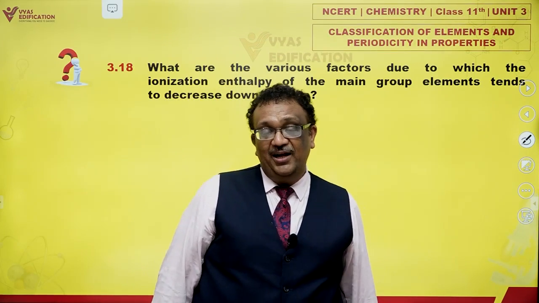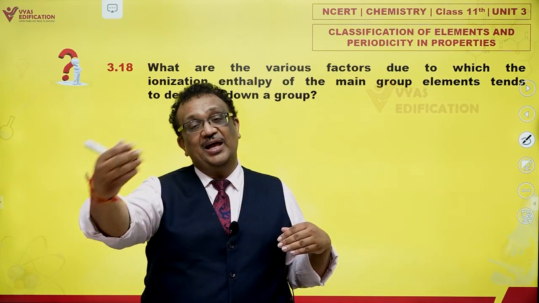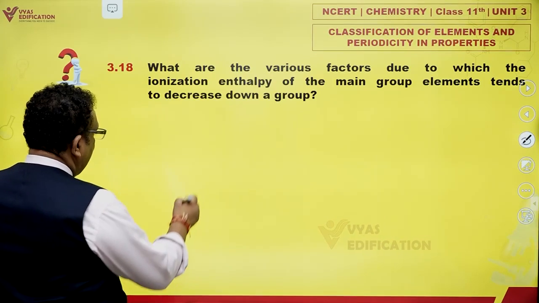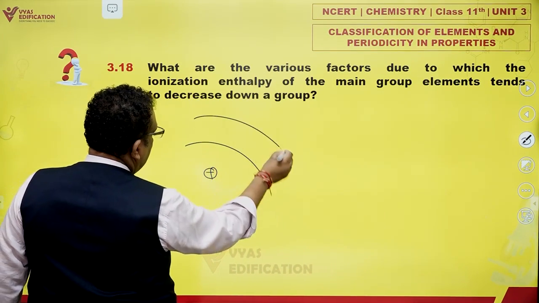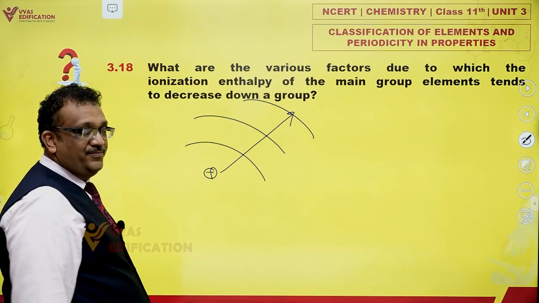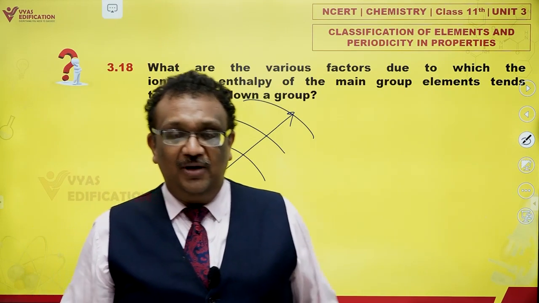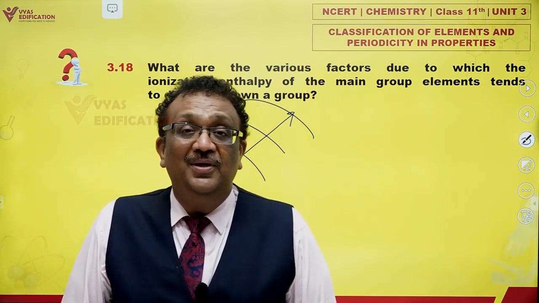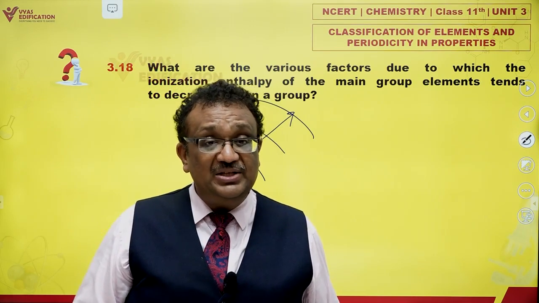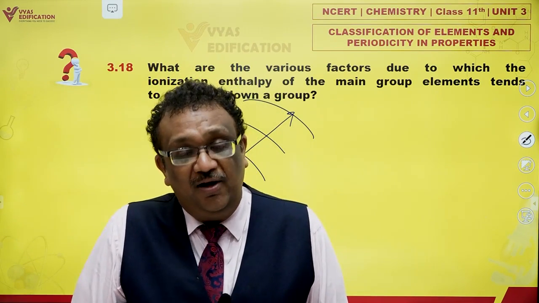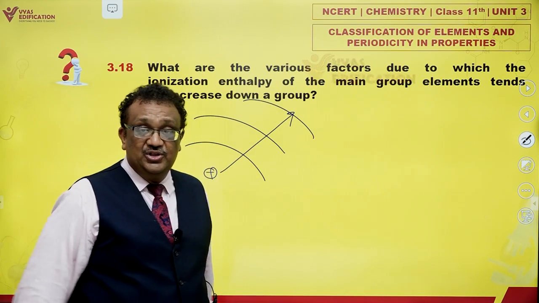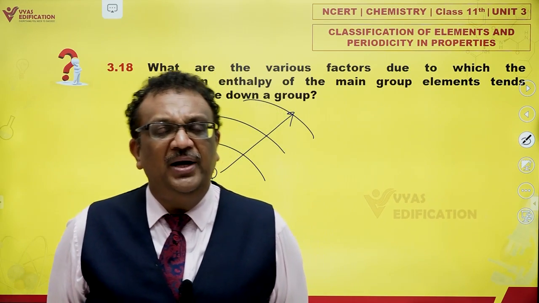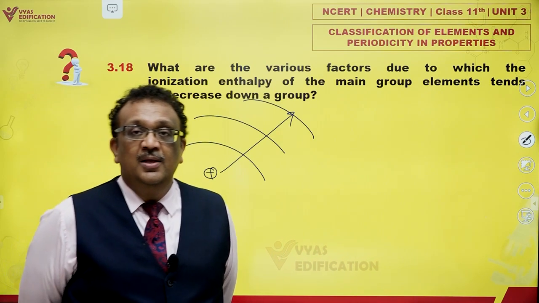When more and more shells are added, the distance between the nucleus and the electrons increases, right? And as the distance increases, by Coulomb's law of electrostatic forces, the attractive forces become less. And if attractive forces are less, it is easier to take the electron away against the attraction of nuclear charge, right? That is why ionization energy is expected to decrease down the group, and it does decrease down the group, yes.